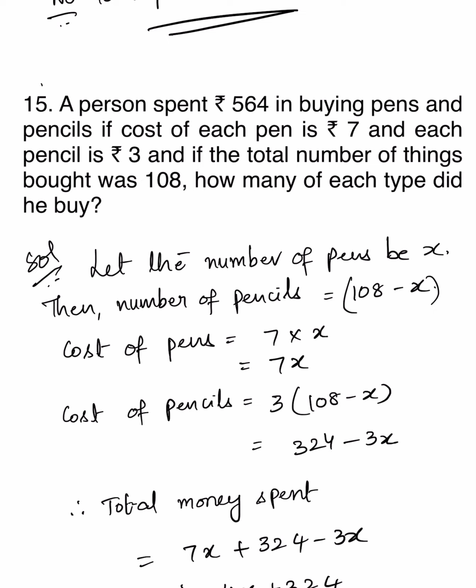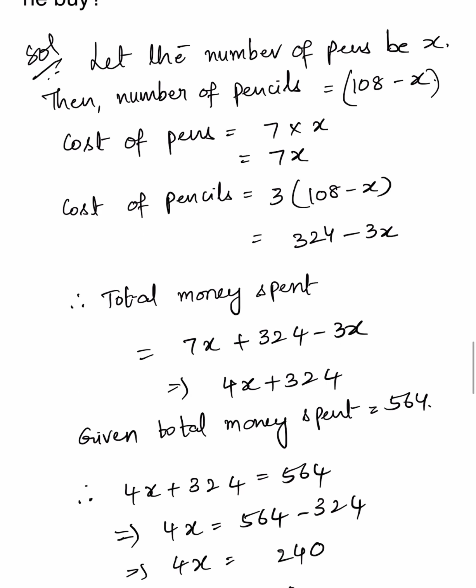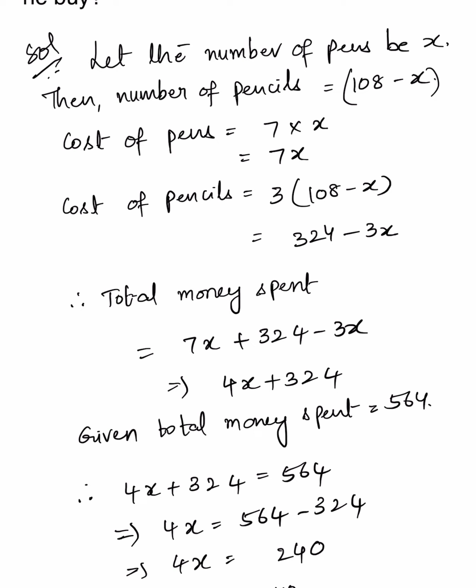Therefore the cost of pens is 7 into x. 7 is the cost of each pen, into x, the number of pens. So the cost of pens is 7x. The cost of pencils is 3 into 108 minus x. That is 324 minus 3x. Total money spent equal to 7x plus 324 minus 3x. That is 4x plus 324.